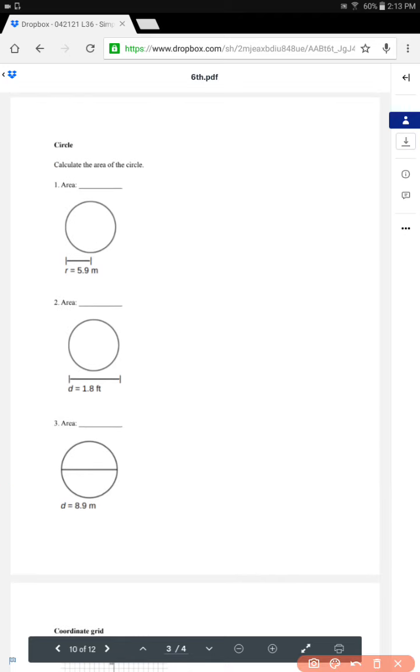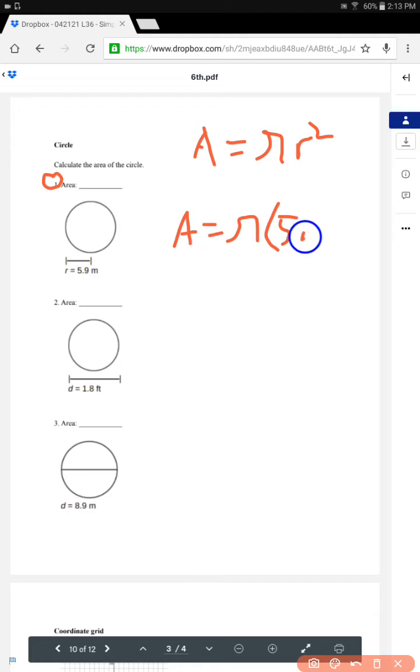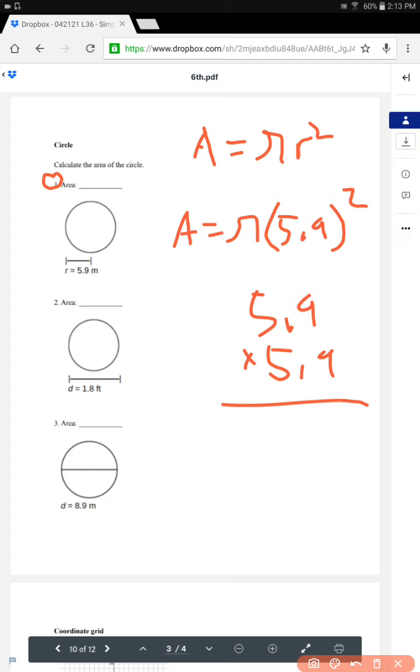Circle. So if you remember, the area of a circle is pi r squared. So for number 1, the radius is 5.9, so the area is going to be pi times 5.9 squared. So just do 5.9 times 5.9.